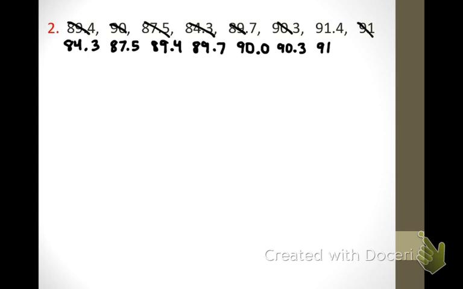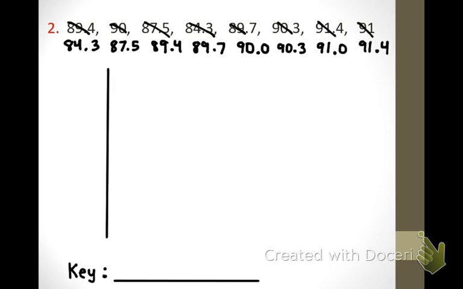91, which once again, remember, is going to be 91.0. And then finally, the biggest one is 91.4. Now that all of my data is in order, we're going to go ahead and make our stem and leaf plot. So the first thing that you want to do every time is go ahead and draw that line to separate the numbers. So now, once again, you got to think about, okay, what am I separating? We can see now we're going to be separating the whole number from the decimal point.